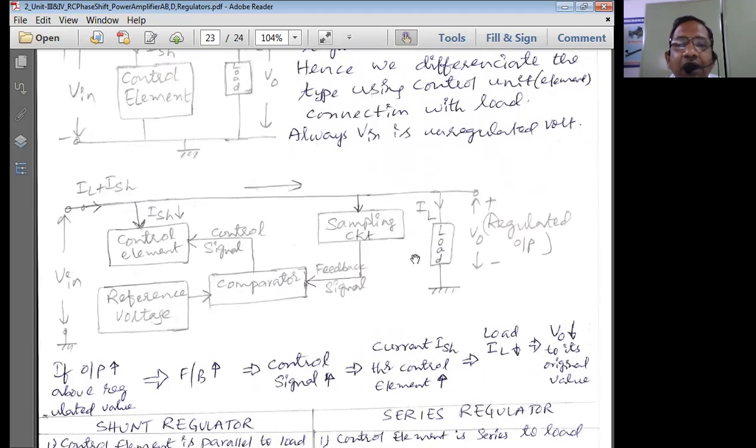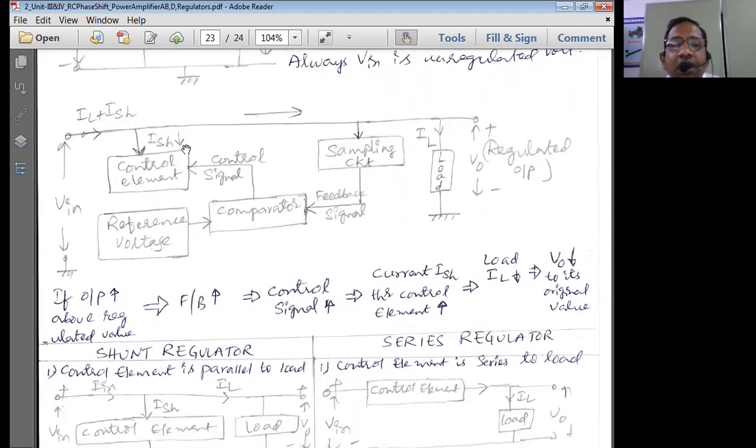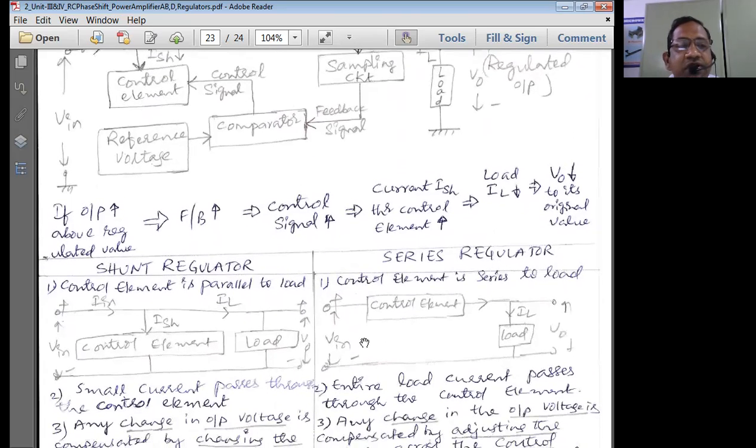Apart from that, everything is the same. The sampling circuit is the same. You have the comparator circuit, and you have the reference voltage circuit. The reference voltage and the feedback signal are applied to the comparator. The comparator gives the output voltage which is applied to the control element. So the logic is the same, but the control element is in shunt to the load in a shunt voltage regulator, which we discussed. Now, what happens here if the output increases above the reference regulated voltage? Then definitely the feedback is also going to increase.